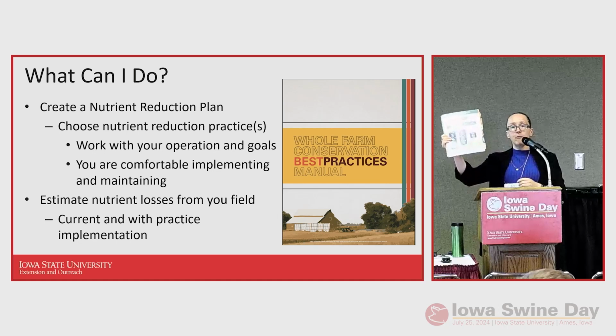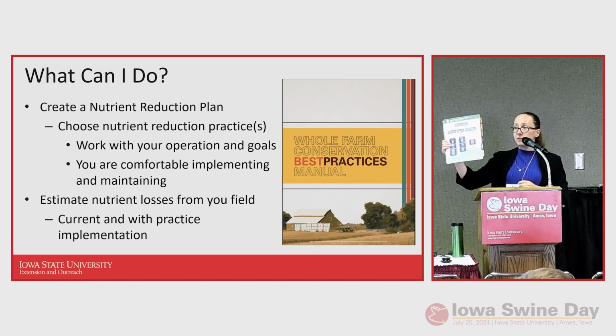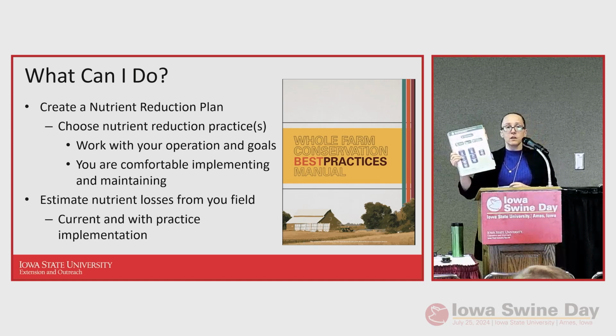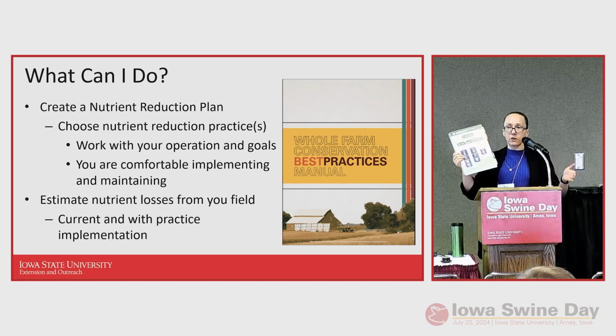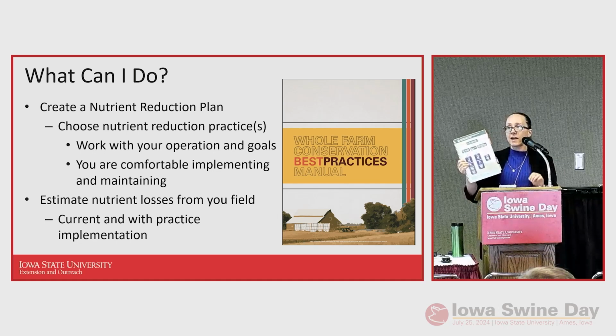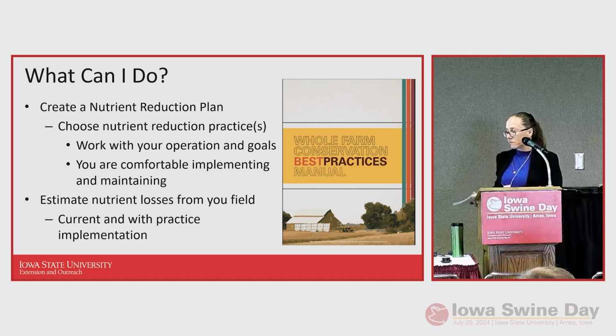And then about halfway through the document, we have decision trees. And for these decision trees, you will need information on your operation. You will go through these different decision trees, and they can help you pinpoint what will likely work on your farm.